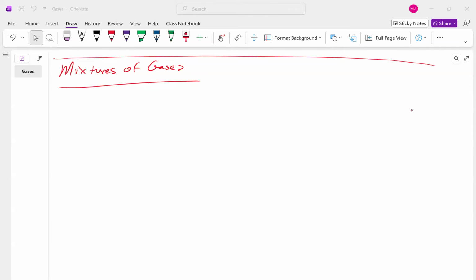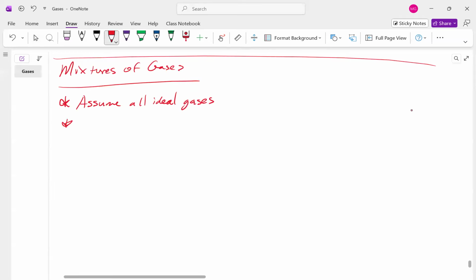And so one of the first things we're going to do, as we have been this entire chapter, is we're going to assume that all the gases in the mixture are ideal. And because of that, they all behave the same. And so we only care about the moles of them. It's possible that in a mixture, the moles of each individual gas are the same, but that's not always going to be the case.